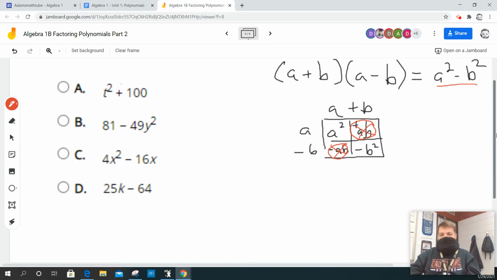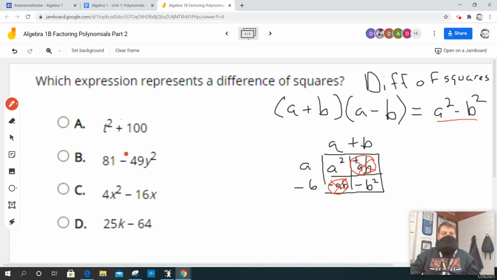So when we go to factor things, if I see something squared minus something else squared, then that is what we call a difference of squares. So if we look at this, I have a t squared. Is that a square? Yeah. Is 100 squared? Yeah, because 10 squared equals 100. But it doesn't have a minus sign, and this is the difference of squares. It has to have this minus sign. That one won't work.